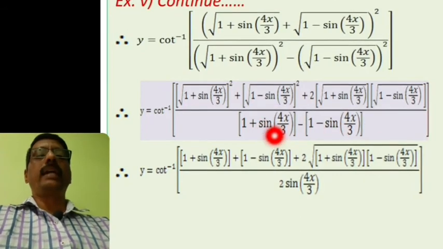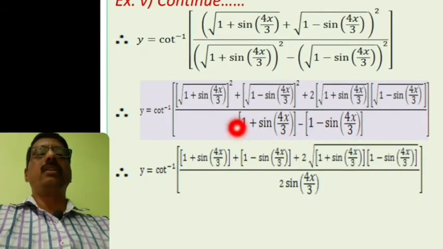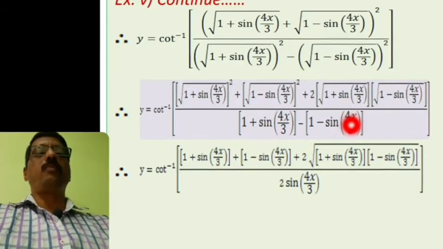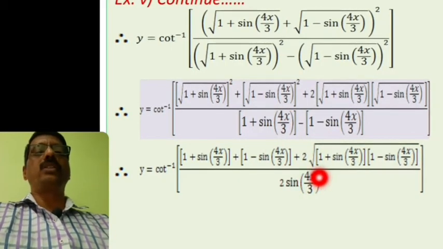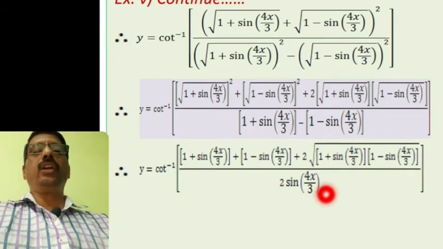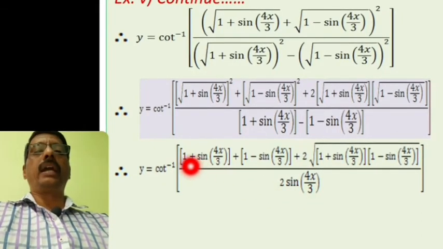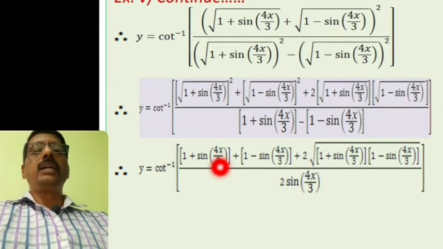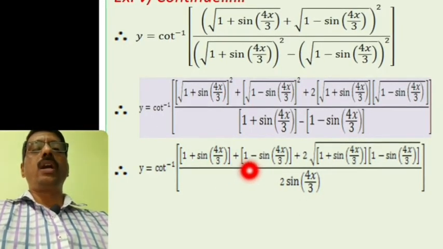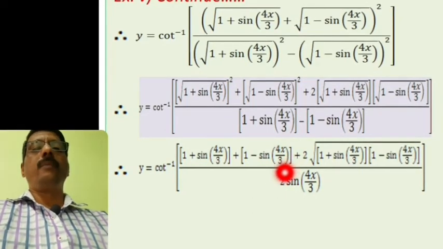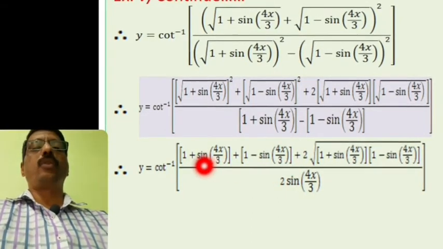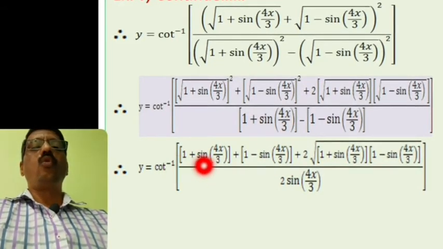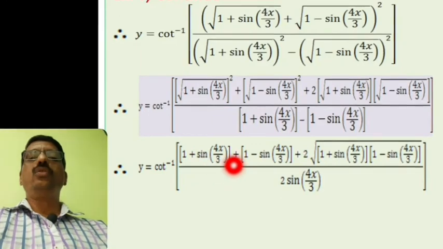Solving these two brackets, then 1 minus 1 cancel, only remaining is sine of 4x upon 3 plus sine of 4x upon 3, that is 2 sine of 4x upon 3, in the denominator. Now in the numerator, again simplify these two brackets, then we get 1 plus sine of 4x upon 3 plus 1 minus sine 4x upon 3, then plus sine 4x upon 3 minus sine 4x upon 3 become cancel, only remaining is 1 plus 1, that is 2.